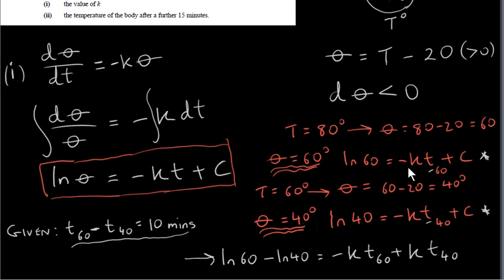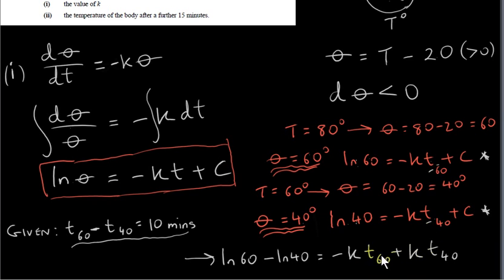The easiest way to do this is to take this equation here and subtract this equation. So take ln of 60 and subtract ln of 40, and we get this here. Then take the right hand side of this equation and subtract the right hand side of this one. We have just this minus this, so the c's will cancel out. So we just take this, subtract this, and take this and subtract this.